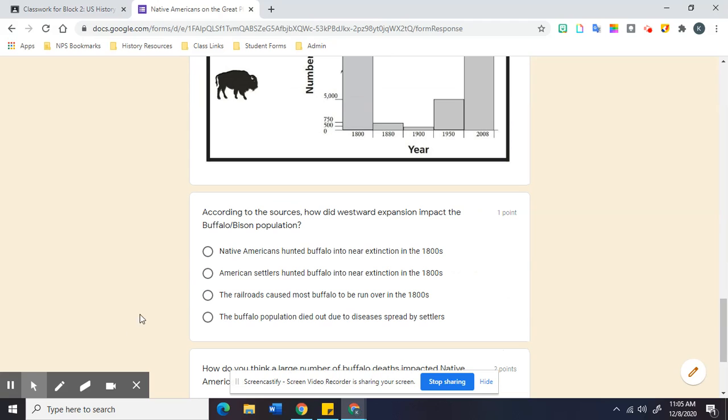So according to the sources, how did westward expansion impact the buffalo bison population? Native Americans hunted buffalo into near extinction. American settlers hunted buffalo into near extinction. The railroads caused most buffalo to be run over. The buffalo population died out due to disease.